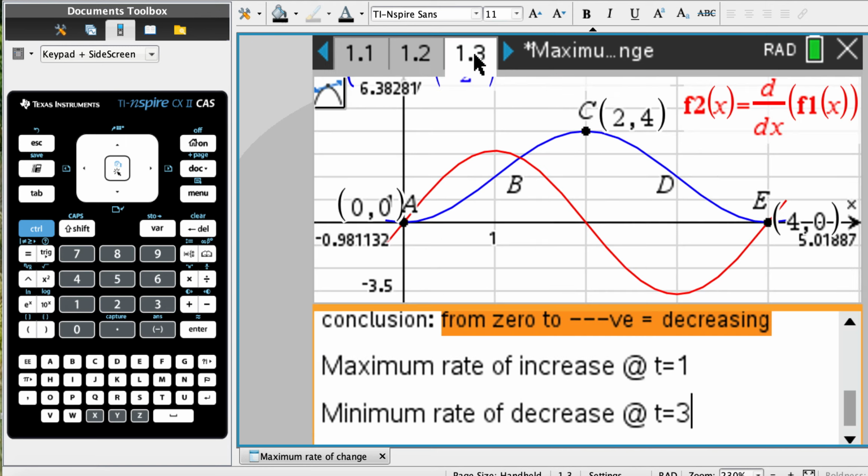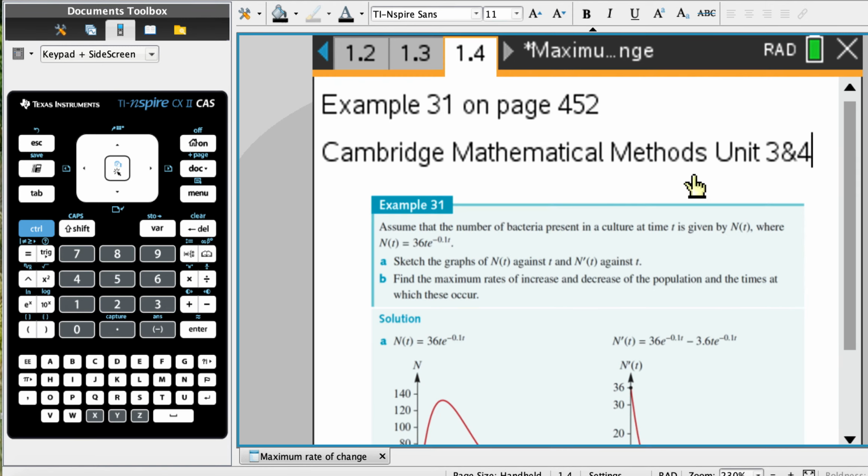If you would like to have another practice or try to get your head around this, I would like you to turn to your textbook on page 452, example 31, which gives you a question that is exactly like what I just demonstrated. Also, in our Dorothy Smart practice sack, we did ask you about this maximum rates of change as well. So that's something for you to practice. So that is the end of my tutorial. Good luck.